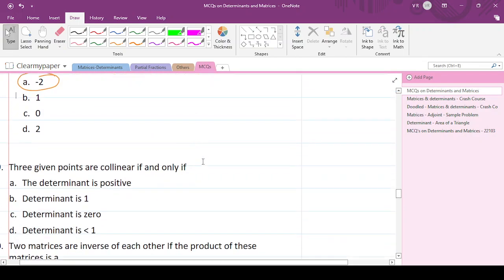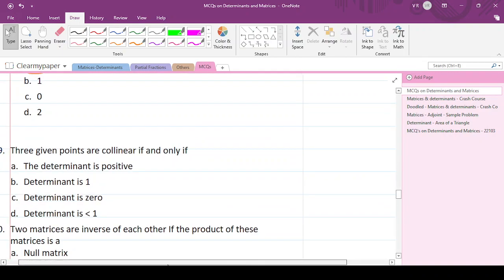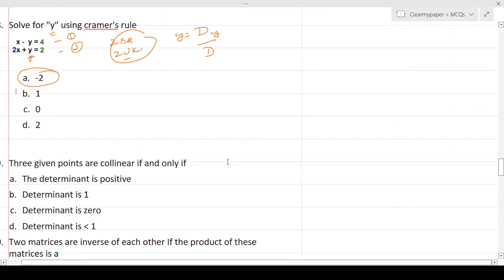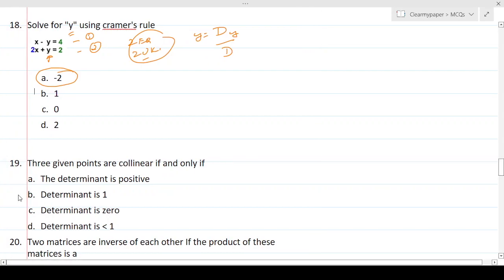Okay, let's move on. What is this question? Question number 19. Three given points are collinear if and only if. What does that mean? So we have three points, and collinear means they're on the same line, A, B, and C. This is again one of the applications of determinants, where we have three points and they're collinear. They're collinear only when, what is the condition? The determinant is positive, determinant is 1, determinant is 0, determinant is less than 1. So the answer is the determinant should be 0.